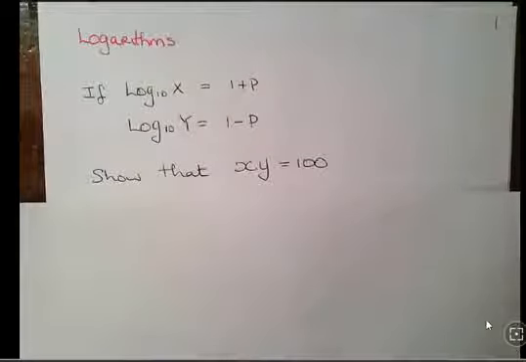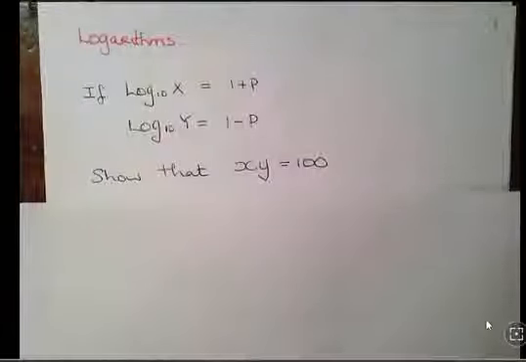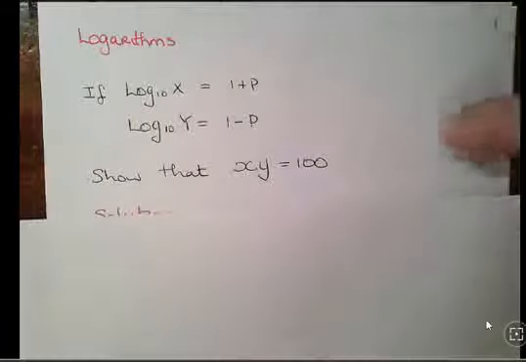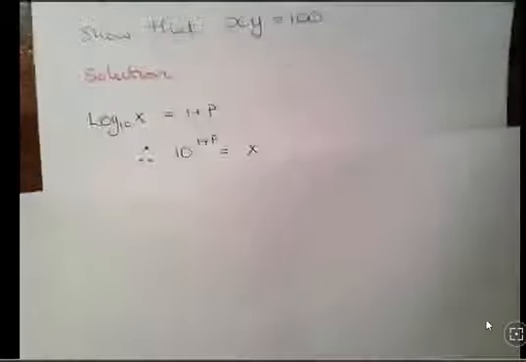If log of x to the base 10 is equal to 1 plus p, and log of y to the base 10 is equal to 1 minus p, show that x times y is equal to 100. Okay, so it's a short enough question to start off with.